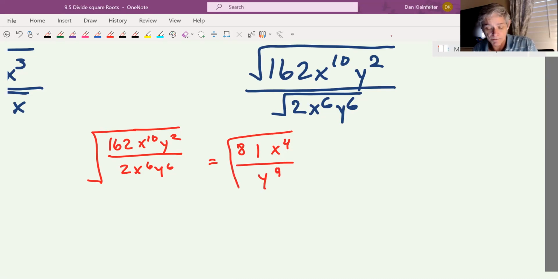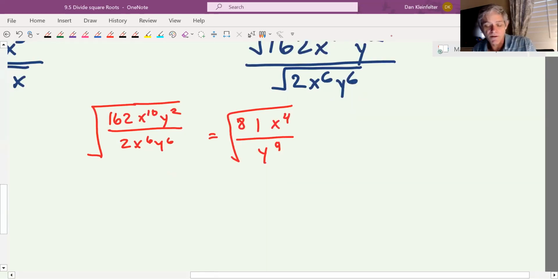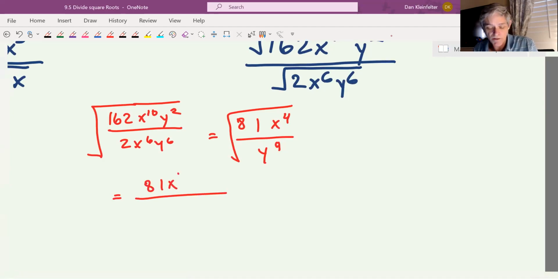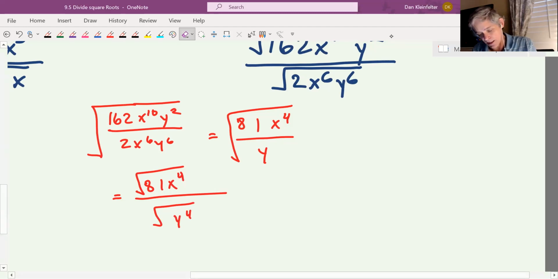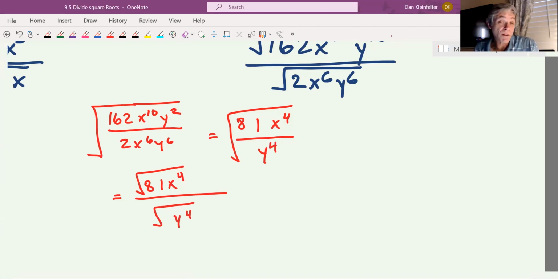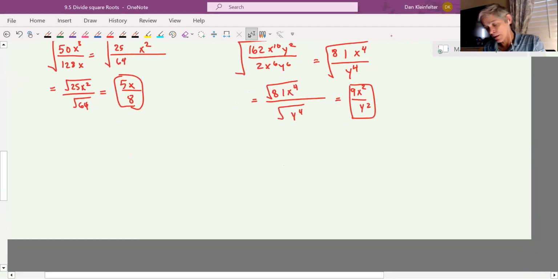Now we can simplify further by separating this into two separate radicals again. We'll have 81x to the 4th in the radicand in the numerator, and then y to the 4th in the radicand of the denominator. So then in the top, we have the square root of 81x to the 4th. That will be 9x squared. And then down below, we have the square root of y to the 4th power, and that will just be y squared. All right, and that finishes up that example.